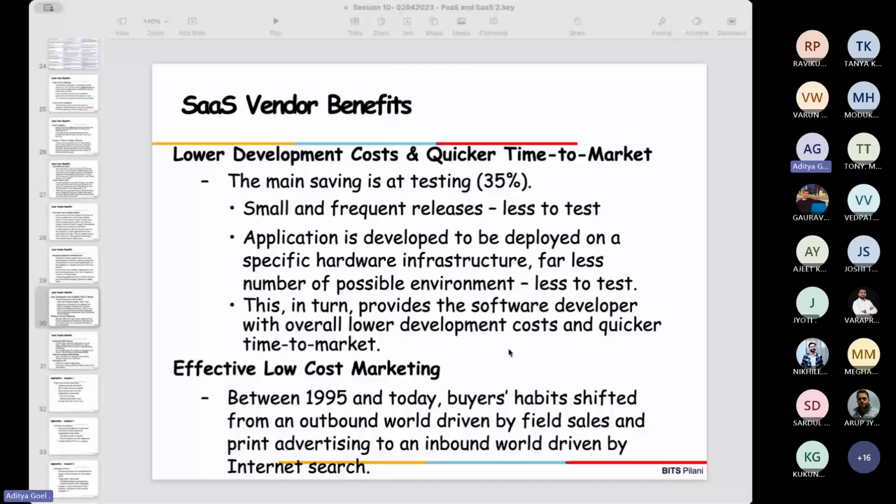And then there are some lower development costs also. It is studied that there is a mean saving of around 35%. Why? Because releases are very small and frequent. Since they are small and frequent changes, there is less to test as well, right? Effective low cost marketing. This is again tied to the quicker time to market. Earlier, the only way was to have your salesperson go around the world and publicize the product and try to make it known to the people. But now it is available in just one internet search.